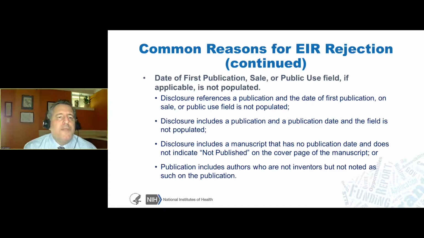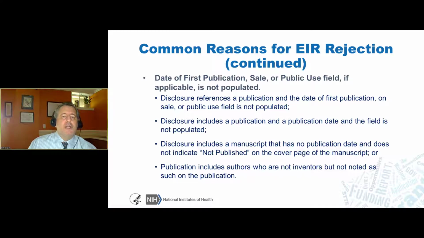This is an important point, the date of first publication, sale, or public use field. If you indicate in your invention disclosure that you have a publication, which need not be a written publication. In this sense, publication means a disclosure to a third party. It could be oral, it could be a talk that you gave at a conference. If that discussion was enabling, then that is a first publication. And you must include that date of first publication in the iEdison system.